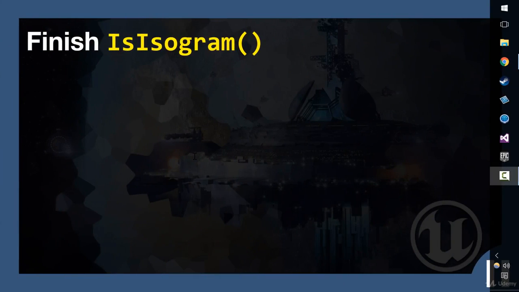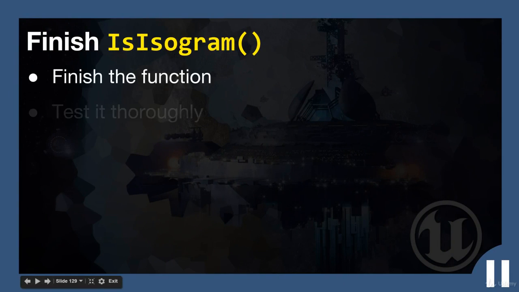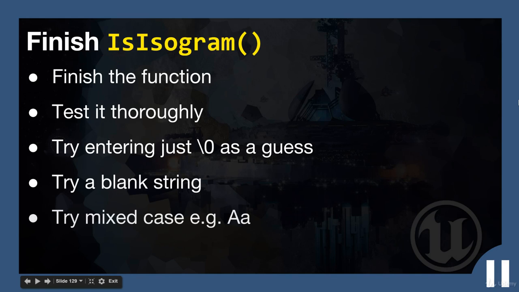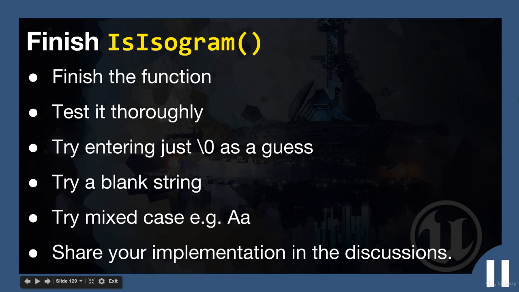Okay, let's take a look at a challenge. Finish IsIsogram. I want you to finish the function, test it thoroughly, try entering \0, that null character, as a guess and make sure it works for that. Try a blank string, and try mixed case, for example, Aa, like that. And share your implementation in the discussions before going on. Go on, be brave.